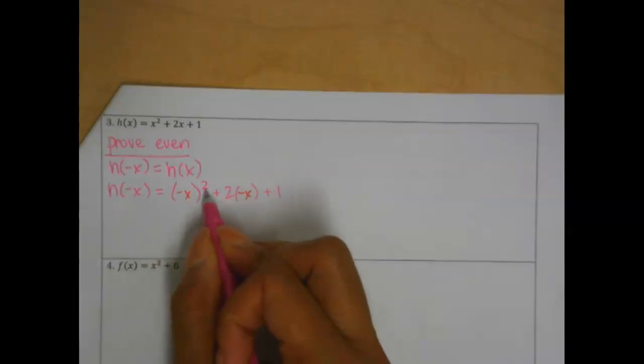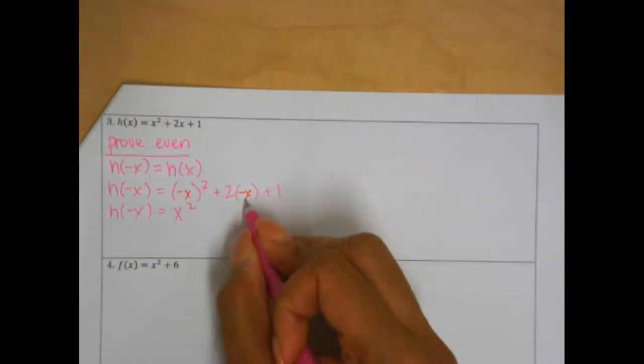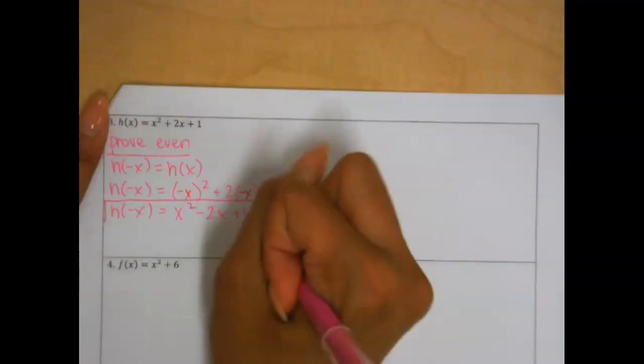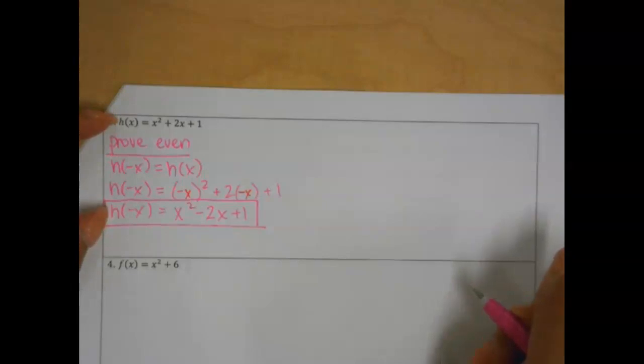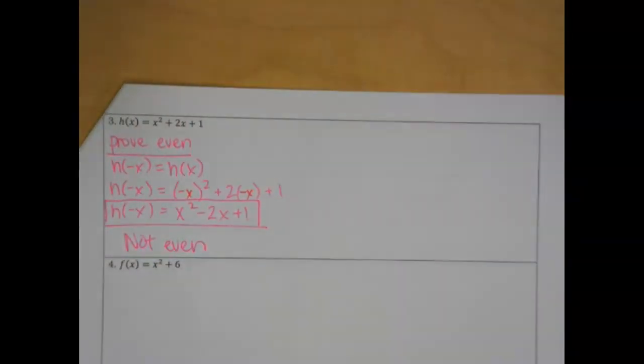Negative x squared is just x squared, positive. 2 times negative x is going to give me a negative 2x, and then I'll put a plus 1. Sonia, check my work. Does h of negative x and h of x, do those two match? Gross. What does that mean? It's not even. Okay, well, I tried. Hopefully the next thing I find, hopefully this will be odd.